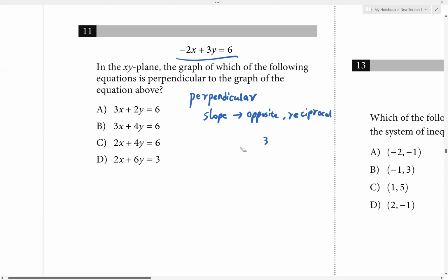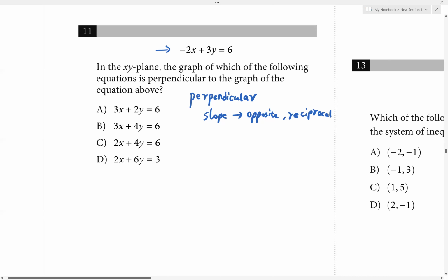So what we can do is find the slope of the line that we have, and then go through each answer choice and see which one has the opposite reciprocal slope. Then we know they will be perpendicular. The difficult part for this one is that they're not in slope-intercept form. So we want to get y by itself. Solve for y first, so it's easier to tell what the slope is.